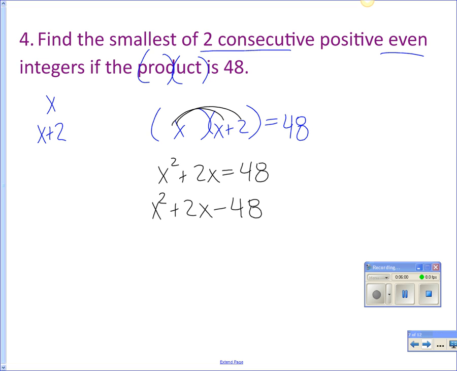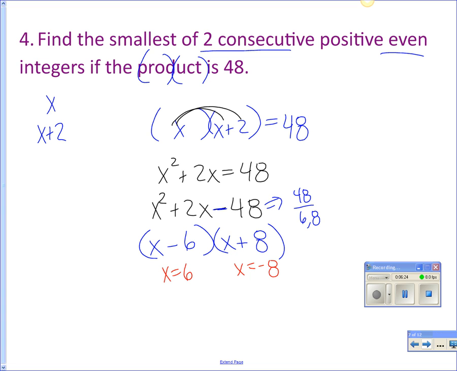Remember, you can pause this video at any time to slow it down. All right, this factors to x and x. My signs are going to be different. And what multiplies to be 48? 6 and 8. 8 is bigger, so it goes with the positive. 6 goes with the negative. When you set these equal to 0, you get x equals 6, x equals negative 8. And I want the positive one on this one, so x equals 6, and the next integer is 8, and it says find the smallest, so the smallest is 6.